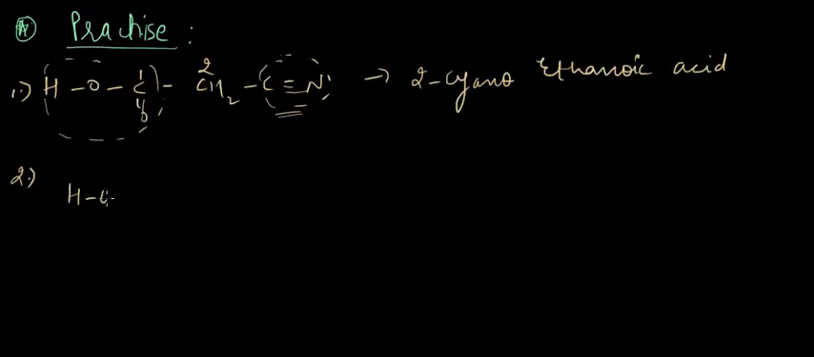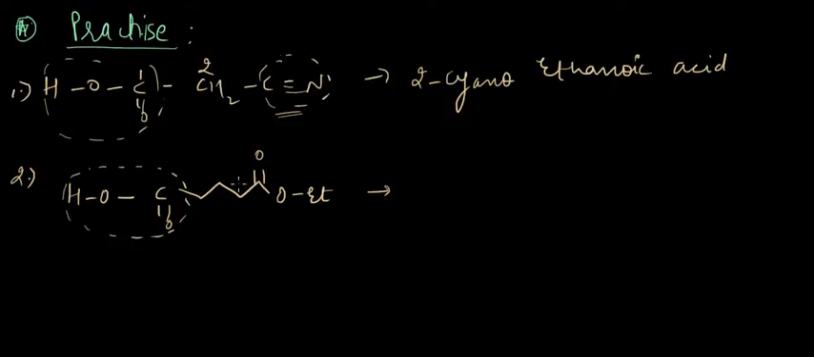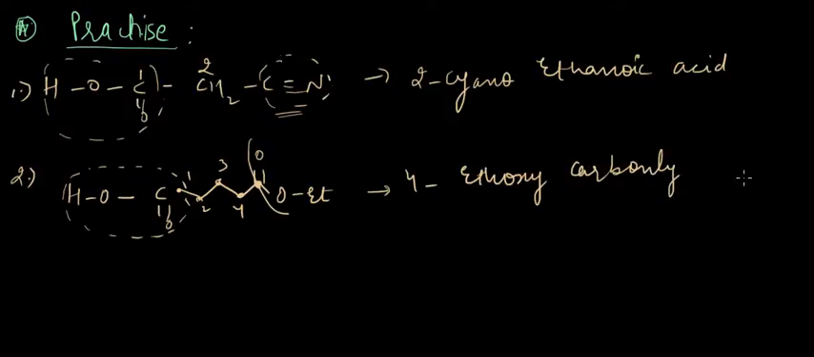Second example would be, again in this example also, this is the high priority functional group, and the ester part is attached at the carbon atom itself, right? So when the carbon atom is attached, the prefix would be carbo or alkoxycarbonyl. So 4-ethoxycarbonyl, okay, 4-ethoxycarbonylbutanoic acid.